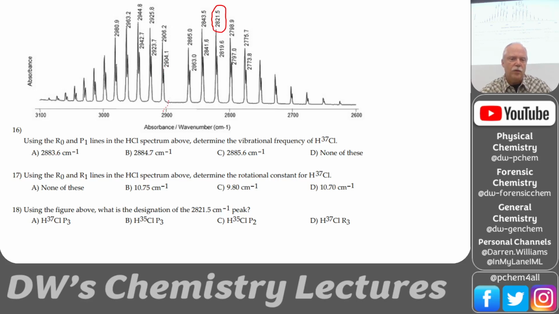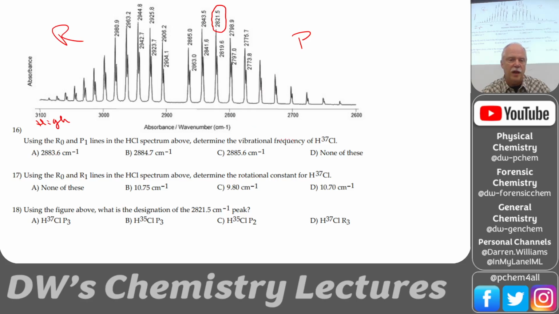So first of all, what is this? This is what kind of spectrum? Yeah, it's a rovibrational spectrum. And so we have P and R branches. So this is the high side, right? So this is R. And so this is P.